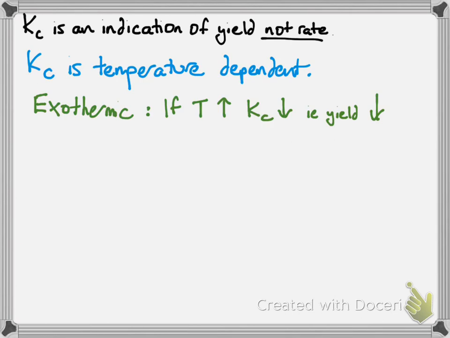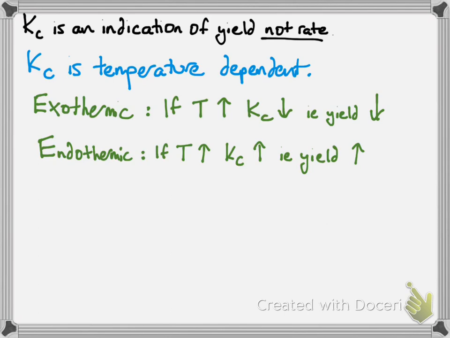So for exothermic reactions, if the temperature goes up, the value for Kc goes down, i.e. yield goes down. So if you were an industrial chemist and you had an exothermic reaction and you wanted a high yield, i.e. a large amount of product, don't increase the temperature. For an endothermic reaction, they're the same as each other, so if temperature goes up, the yield goes up.